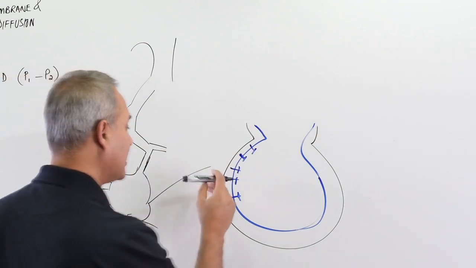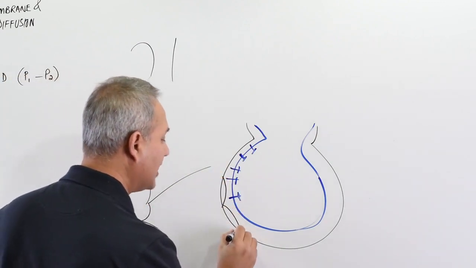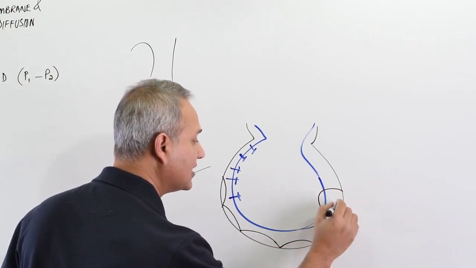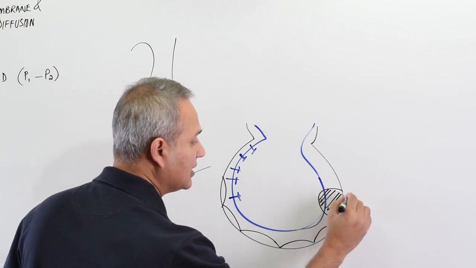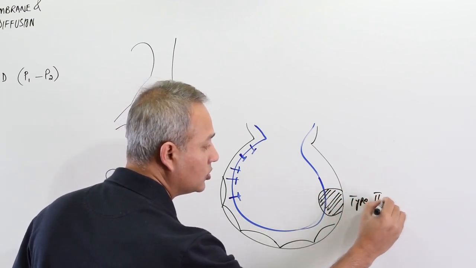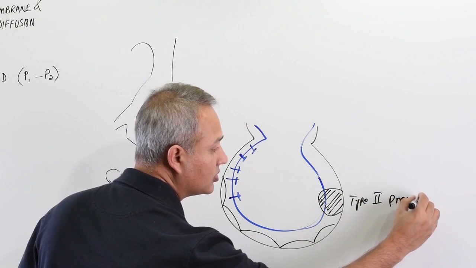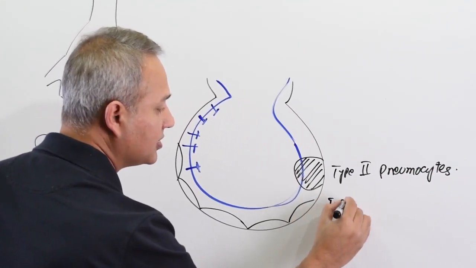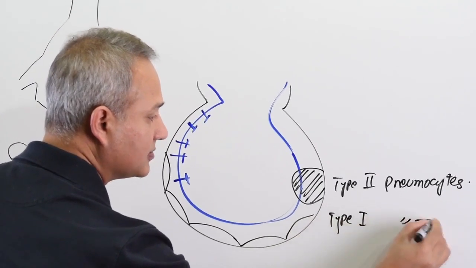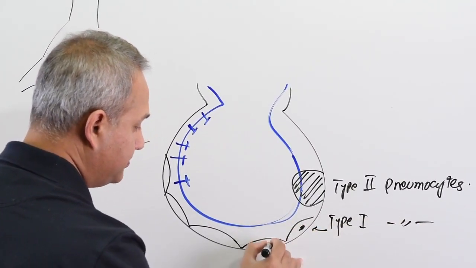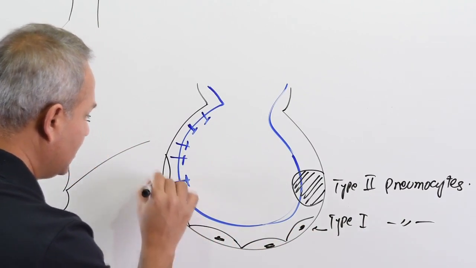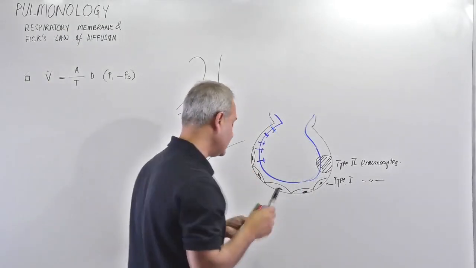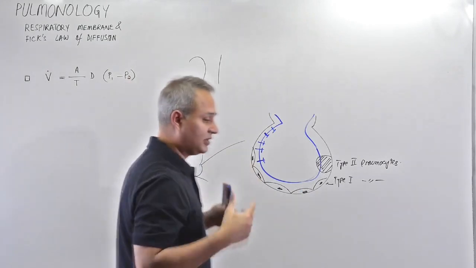So there are epithelial cells of alveoli, pneumocytes, type 1, and then 10% of the cells are type 2 pneumocytes, and then there are type 1 pneumocytes. Really thin system. How thin? I'll explain that in a second. Let me do that right now.